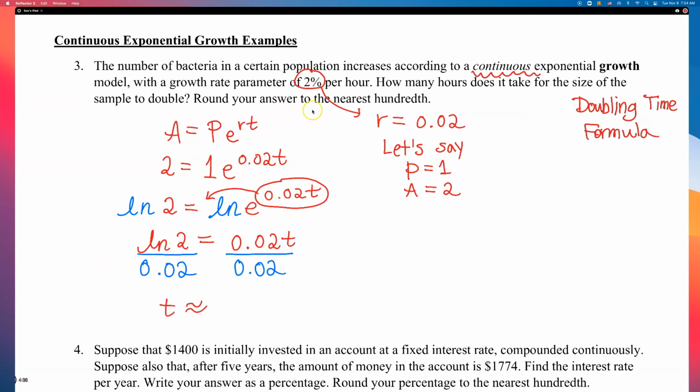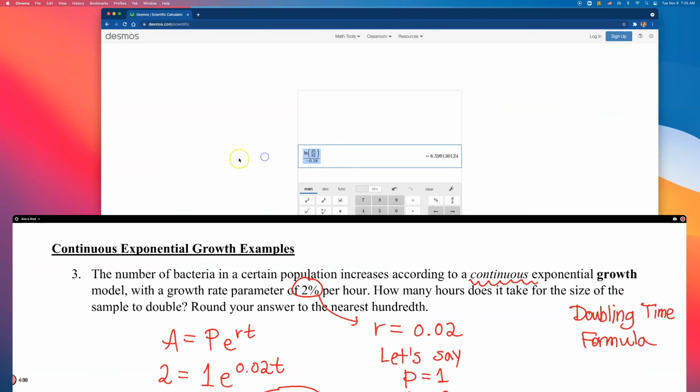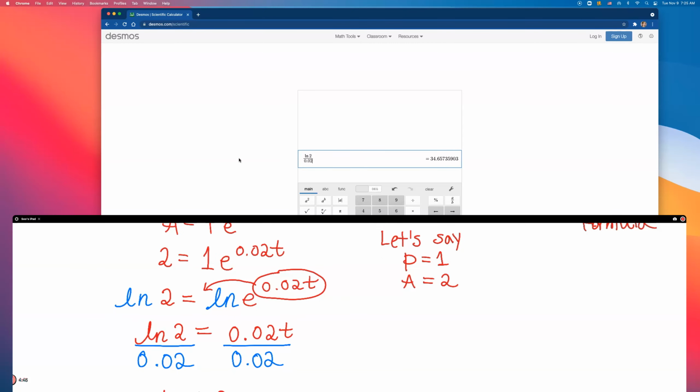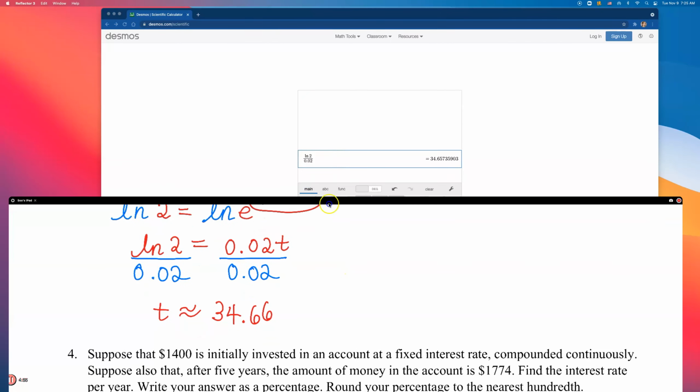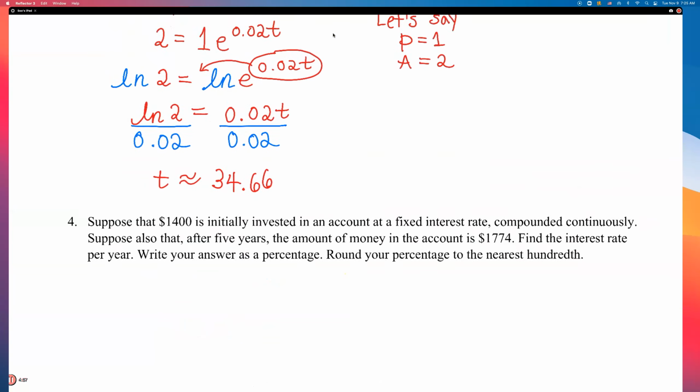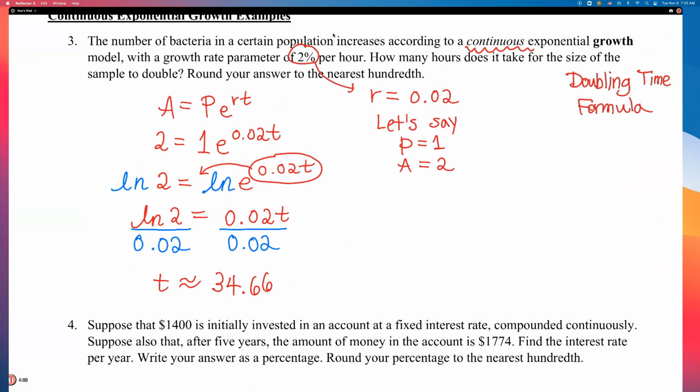I'm going to divide natural log of 2 by 0.02, and that comes out to be 34.6. I'll write it again. It came out to be 34.66, and I should go check the unit. Is it years, months, hours? Oh, the time unit is in hours.